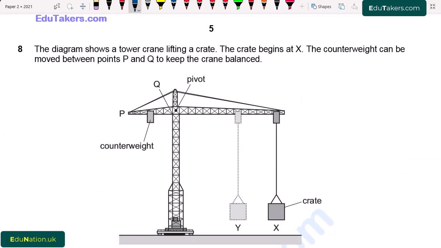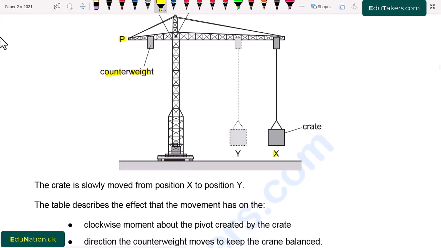Question number 8. The diagram shows a tower crane lifting a crate. The crate begins at X. The counterweight can be moved between point P and Q to keep the crane balanced. So first of all, there is a tower crane lifting a crate and there is also the counterweight. This moves between 2 points P and Q so that the crane remains balanced. The crate's positions are shown by the points X and Y.